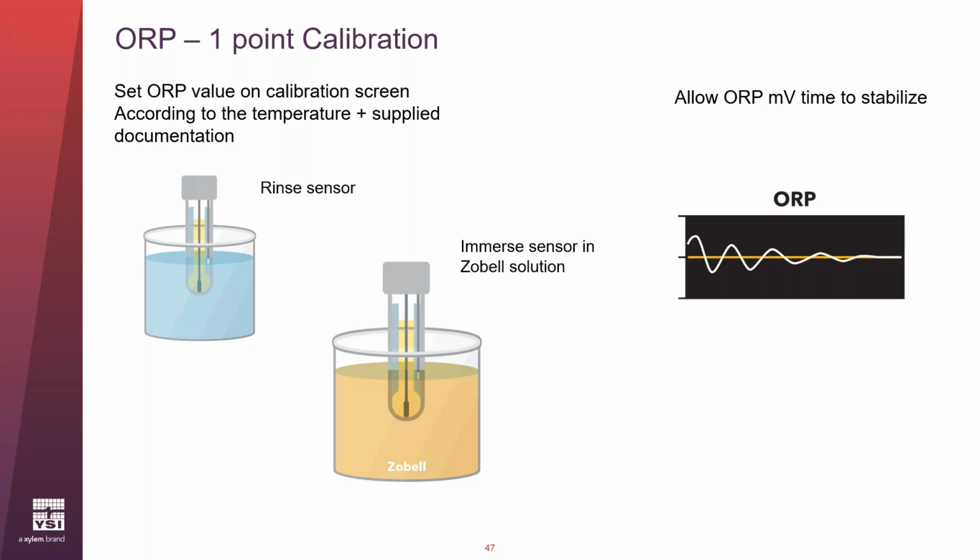Just as before, some instruments will automatically search for a stable signal and take the calibration point when it deems that signal to be stable enough. If not automatically taken, accept the calibration point and complete the 1-point ORP calibration. That's all it takes for an ORP.